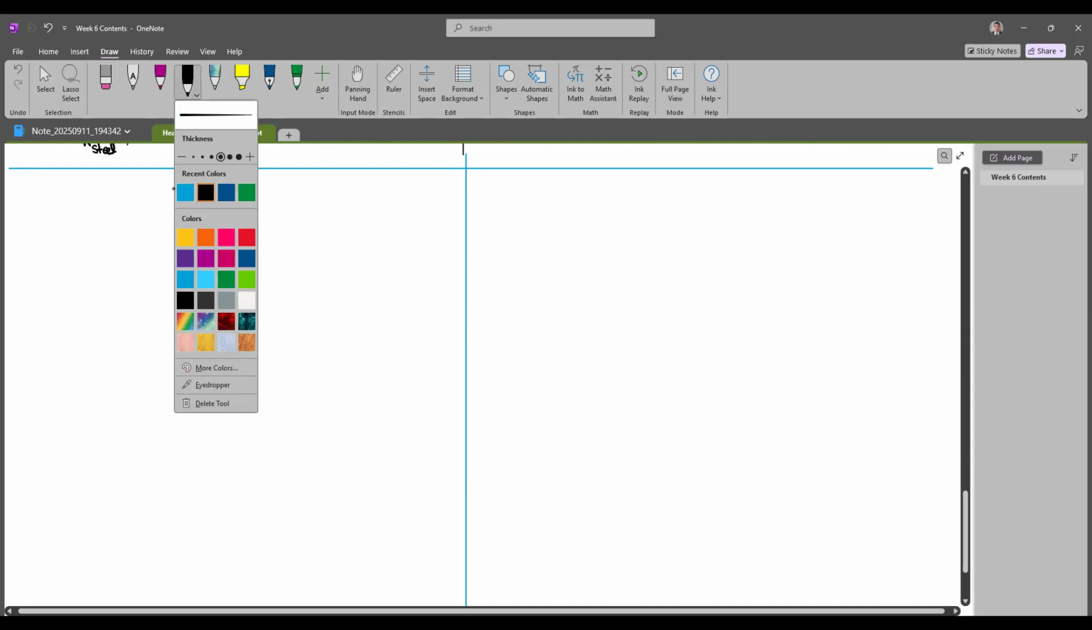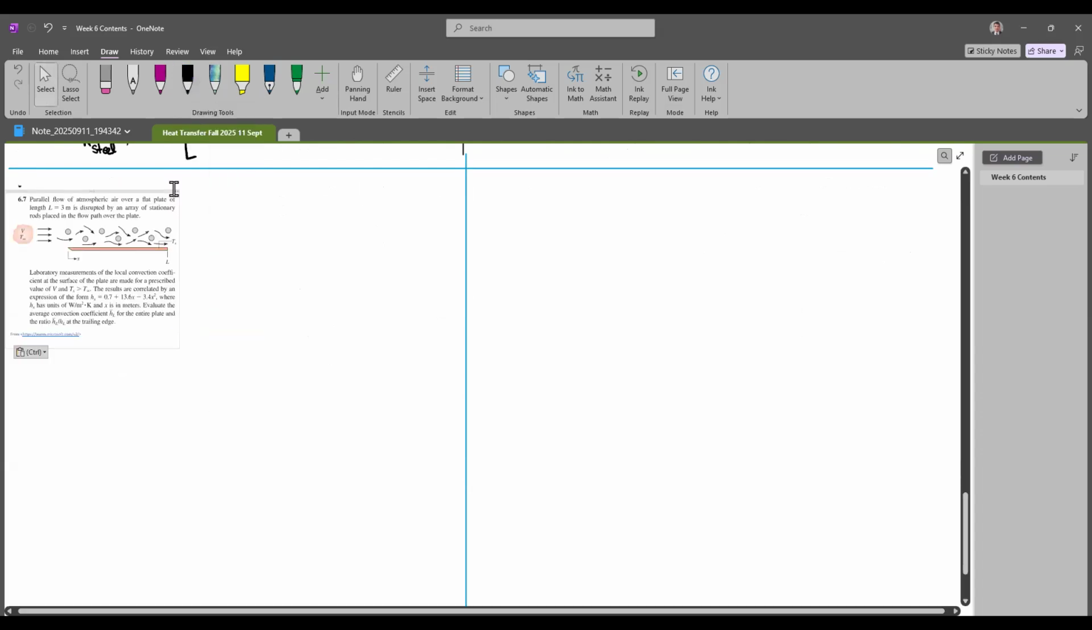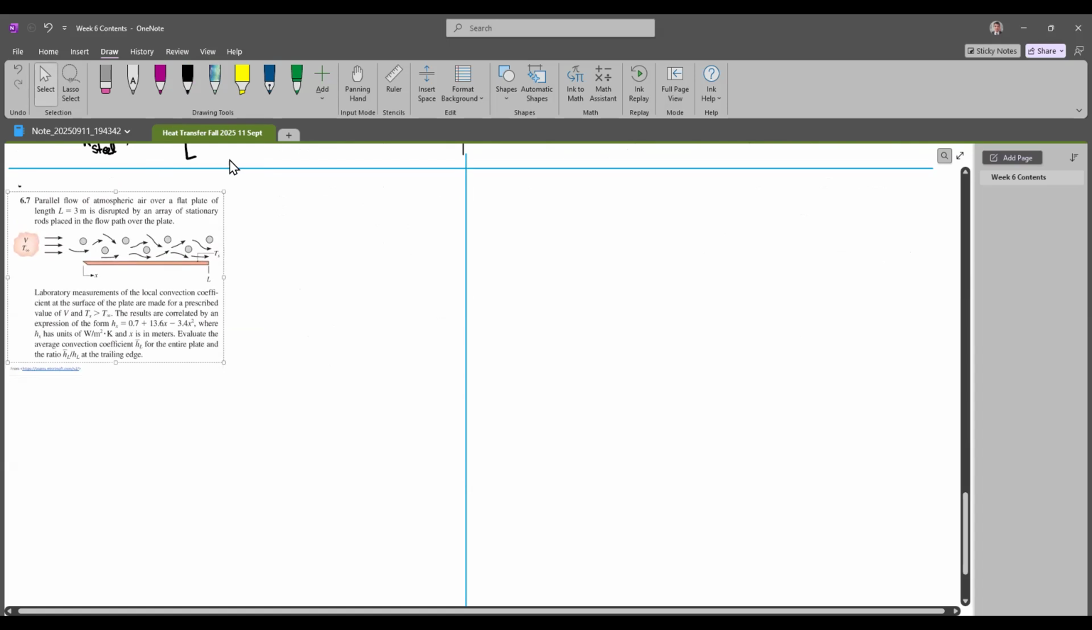Black pen, and I paste my stuff here. This is the next problem. So I don't want to move it anymore.